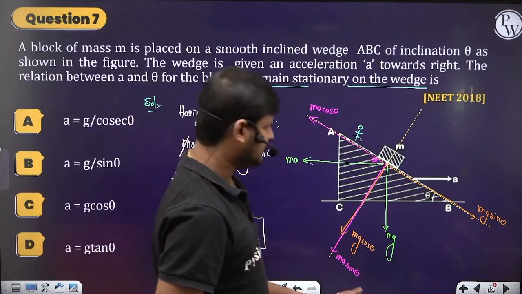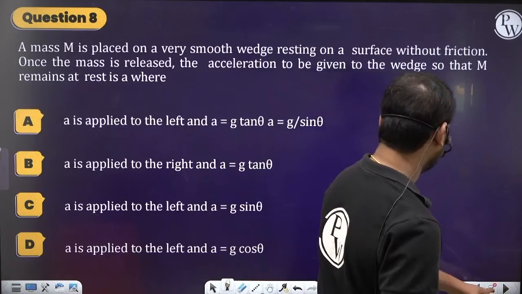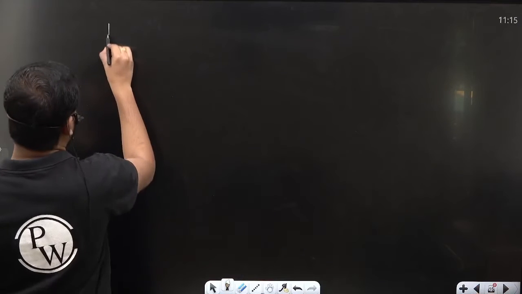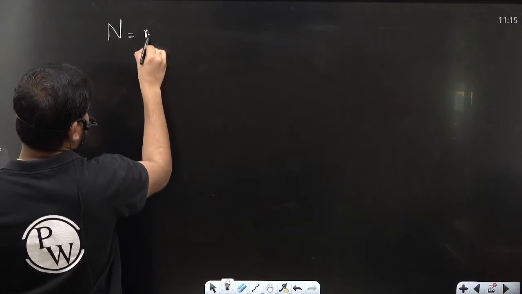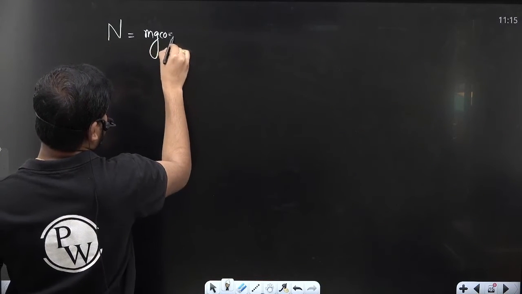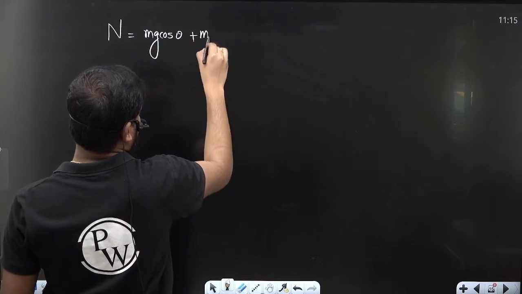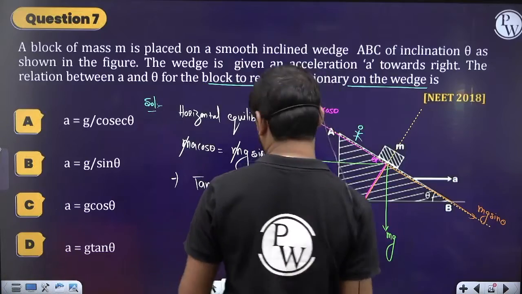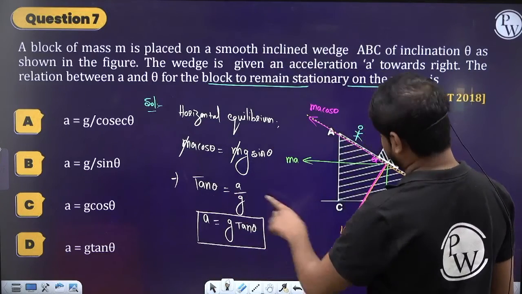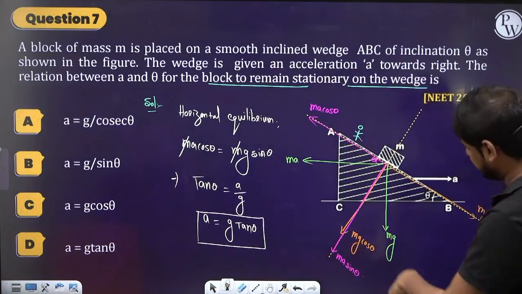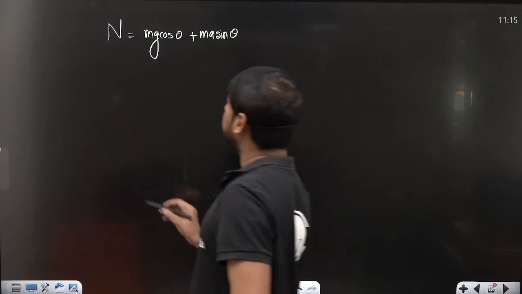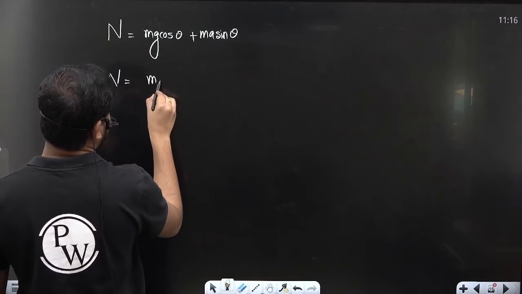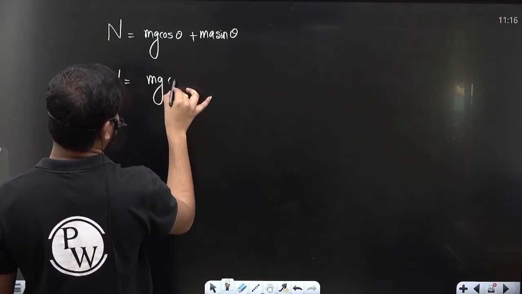Let it be aside. And then next, let's take the vertical force. So the normal is balanced by mg cos theta plus ma sin theta. Mg cos theta, yes or no? Mg cos theta plus ma sin theta. So now let's write N is equal to mg cos theta.